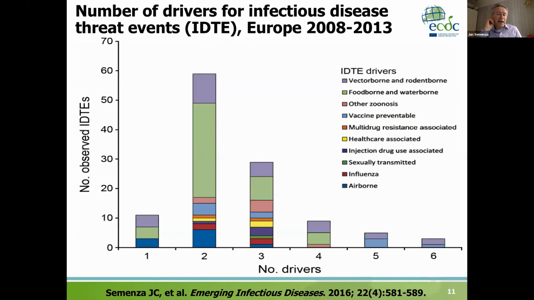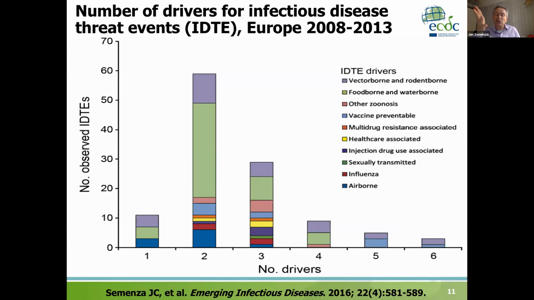So if you plot out the number of underlying drivers for every single event here, you see that these events very rarely are caused by one single individual driver, illustrated in this bar graph. The majority of the events are caused by multiple drivers: 2, 3, 4, 5, or even 6. And you can see a number of these types of drivers contributing to these infectious disease threat events, grouped here by the categories that I just mentioned.